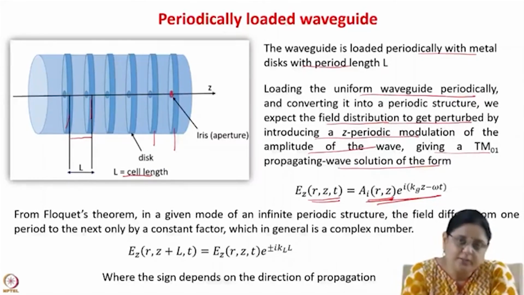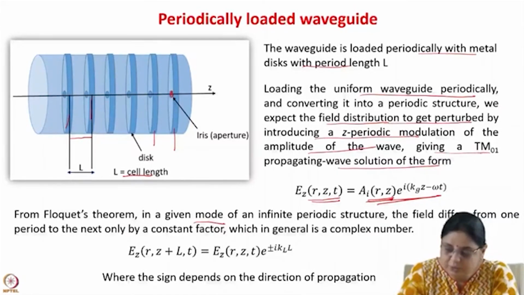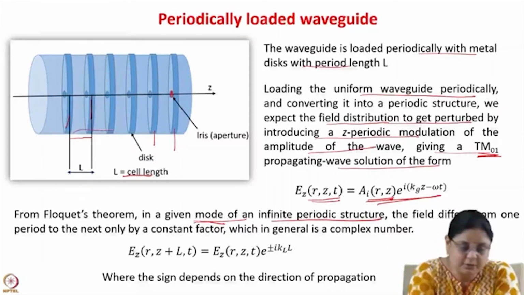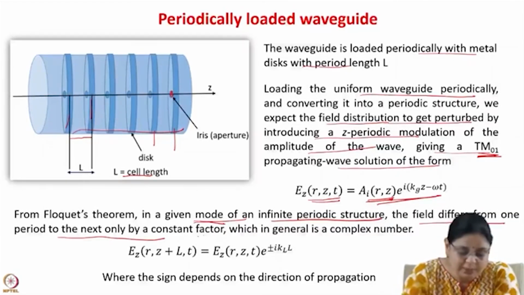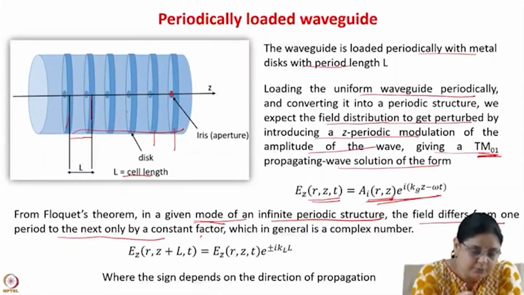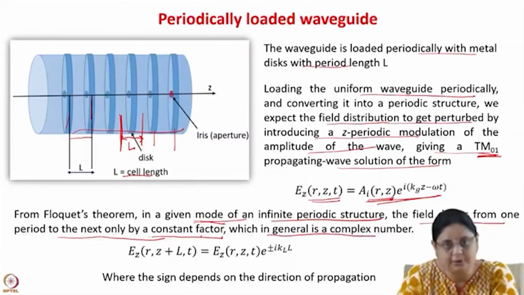Okay, now Floquet's theorem, which is analogous to Bloch's theorem in solid state physics, states that in a given mode of an infinite periodic structure, in this case let's say the TM01 mode, the field differs from one period to the next only by a constant factor. So if you take the field at this point and the field at this point, separated by L, the field at the two points will differ only by a constant factor, which is in general a complex number or a phase term.